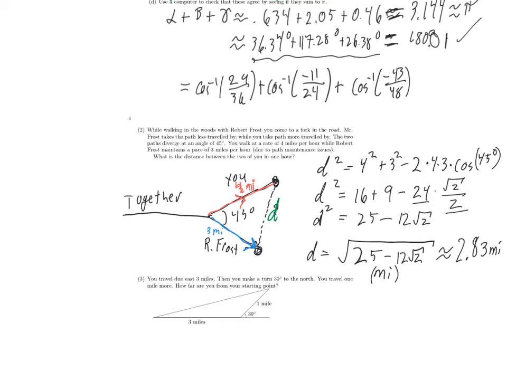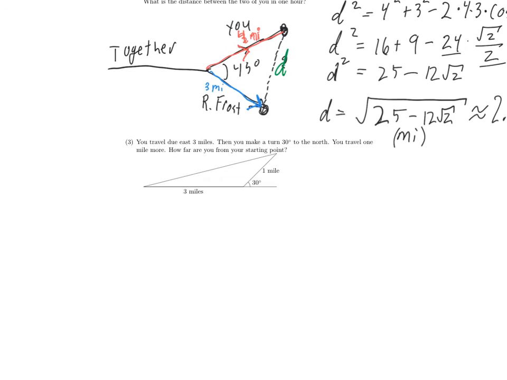So let's carry on. Here's another application-driven problem. Let's read it out. You travel 3 miles due east. So you start at this point. You travel 3 miles due east. You end right there. You then turn 30 degrees to the north. So instead of traveling straight forward in that direction, you rotate 30 degrees northwards and cover this one last mile. How far are you from your starting point? So what is the distance from here to there?